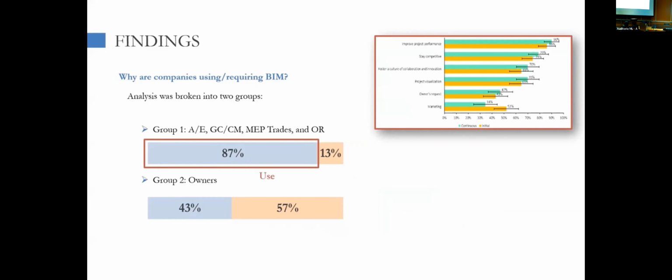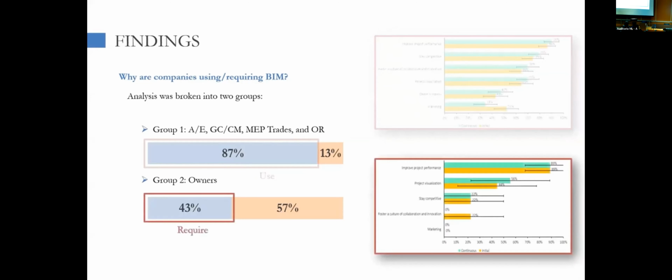So as we can see in the figure, from those 87%, the majority decided to start using BIM to improve project performance, stay competitive, and foster a culture of collaboration and innovation. And those 3 reasons continue to be the main reasons why those organizations continued to use BIM after their initial decision. On the other hand, we can see that while 52% said that their initial decision to use BIM was marketing, this is no longer the case when they continue to use BIM, where this percentage decreased to 34%, indicating that marketing is an initiative to use BIM, but is not a main reason why organizations continue to use it.